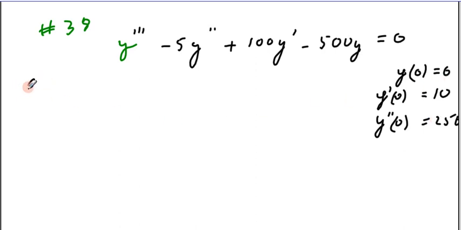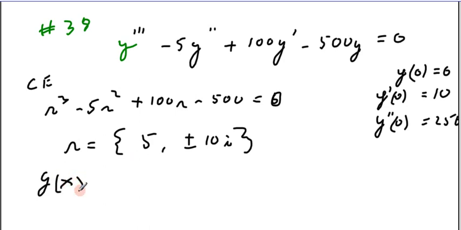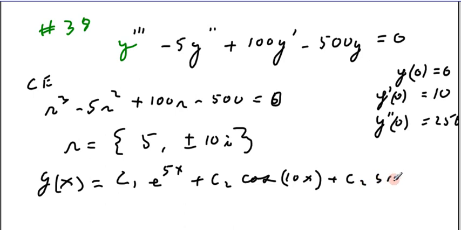Okay, so that's what we're doing. Characteristic equation: r cubed minus 5r squared plus 100r minus 500 is equal to 0. Again, this is a third order equation, so we're just going to put it in our calculator. R is going to be 5 and plus and minus 10i. So y of x is going to look like c1 e to the 5x plus c2 cosine 10x plus c3 sine 10x.